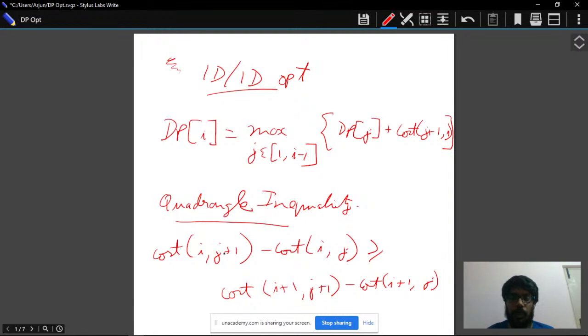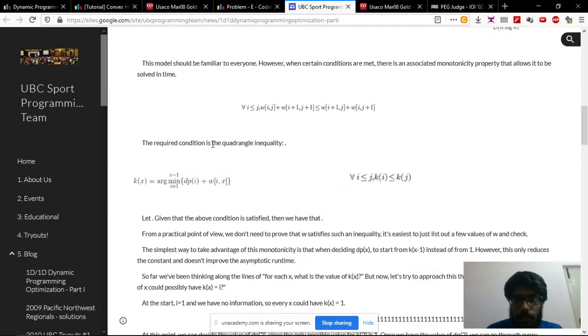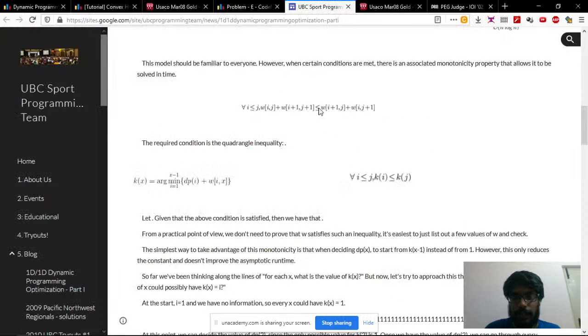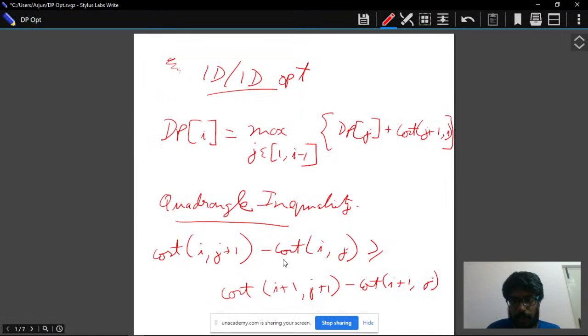So this is what quadrangle inequality usually refers to. I'm just taking ij plus 1 and ij, I'm taking it to this side, and I plus 1j to this side. So ij plus 1 minus ij should be greater than or equal to I plus 1j plus 1 minus I plus 1j. Yeah, so this is the intuition I usually think of for quadrangle inequality, and this is something which you'll see quite often.